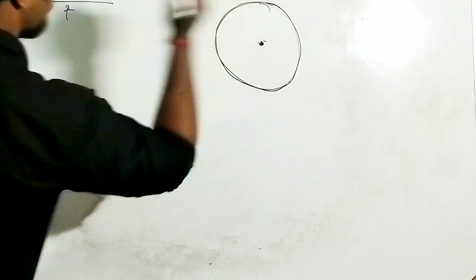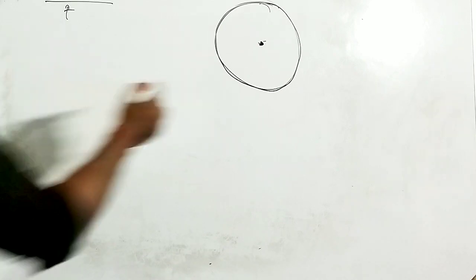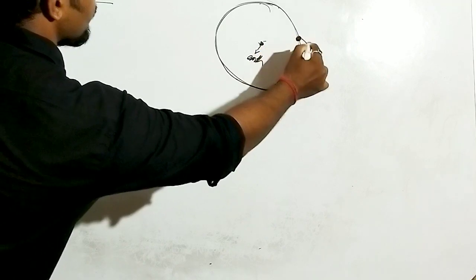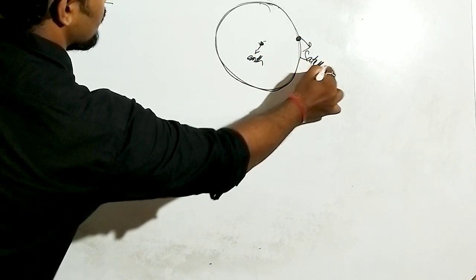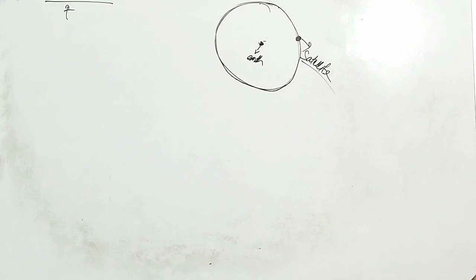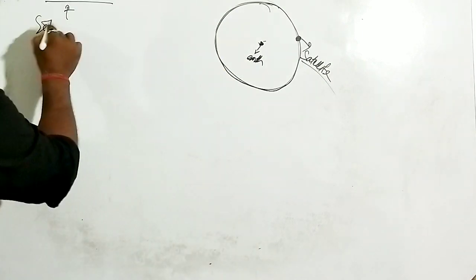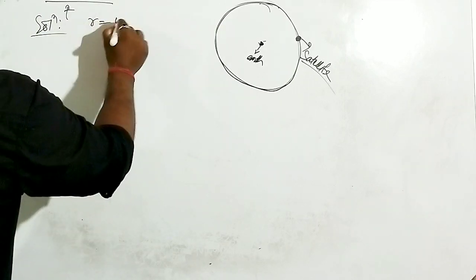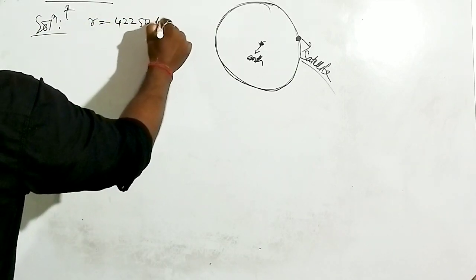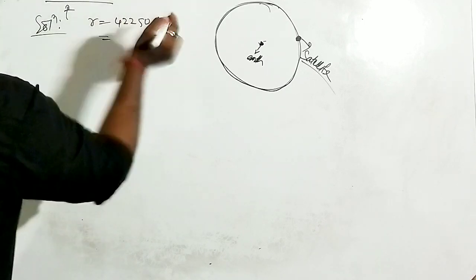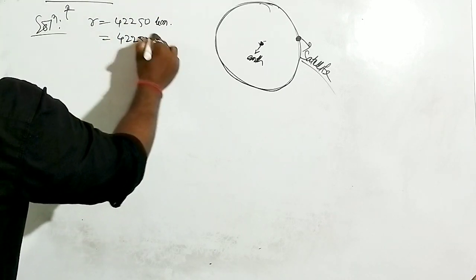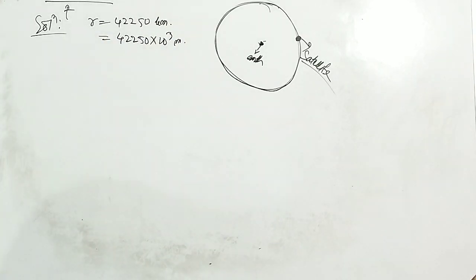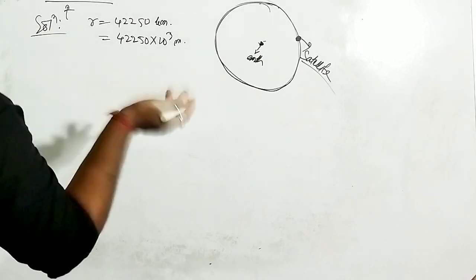So if this is the center, consider this as the Earth, and maybe this is the satellite. Now we will write down what is actually given. First, the radius is given: 42250 kilometer. We'll convert this to meter, so we write 42250 into 10 to the power 3 meter, because in 1 kilometer there is 10 to the power 3 meter.